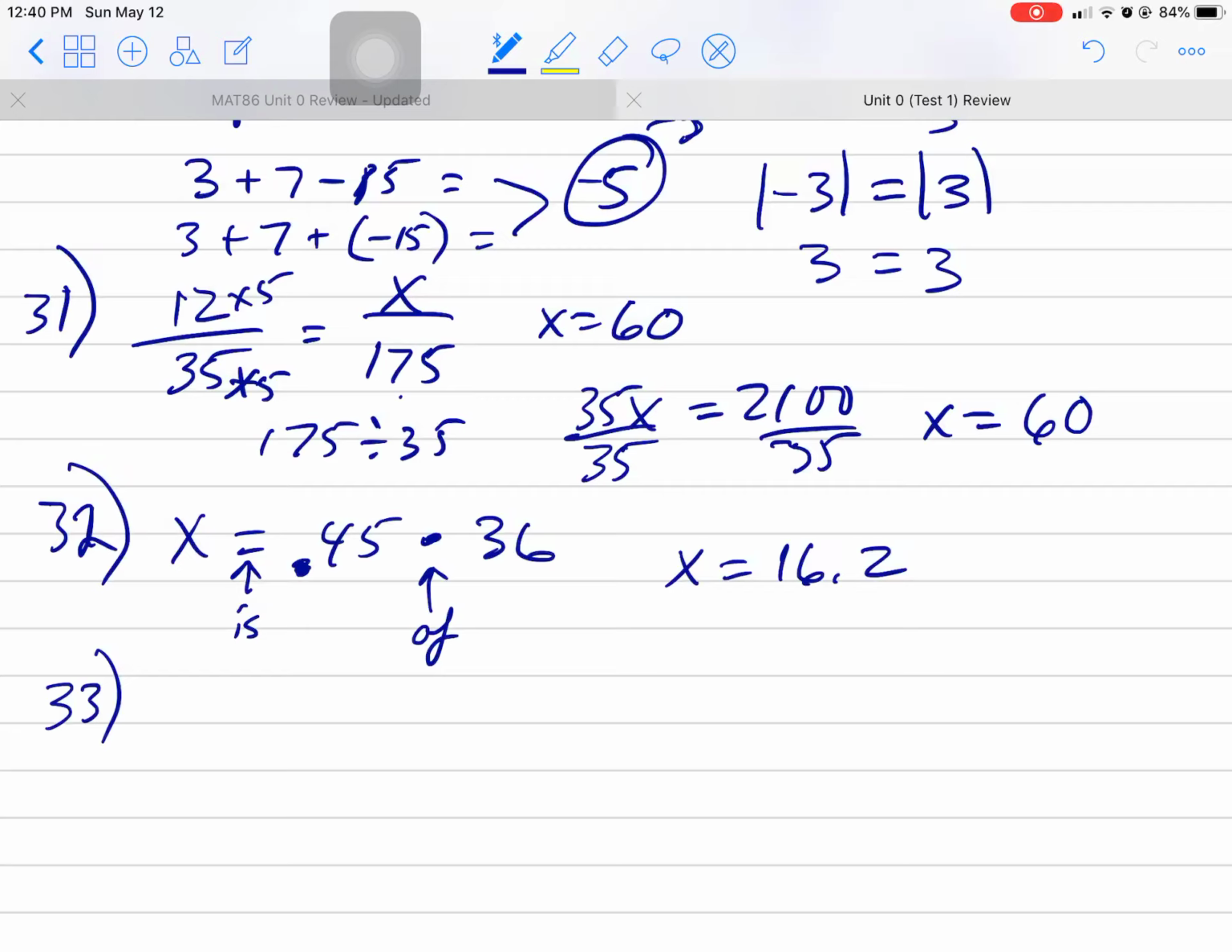Equivalent fractions, 45 over 56 equals 8 over 10. And the question is, do they? Well, a couple ways to do that.